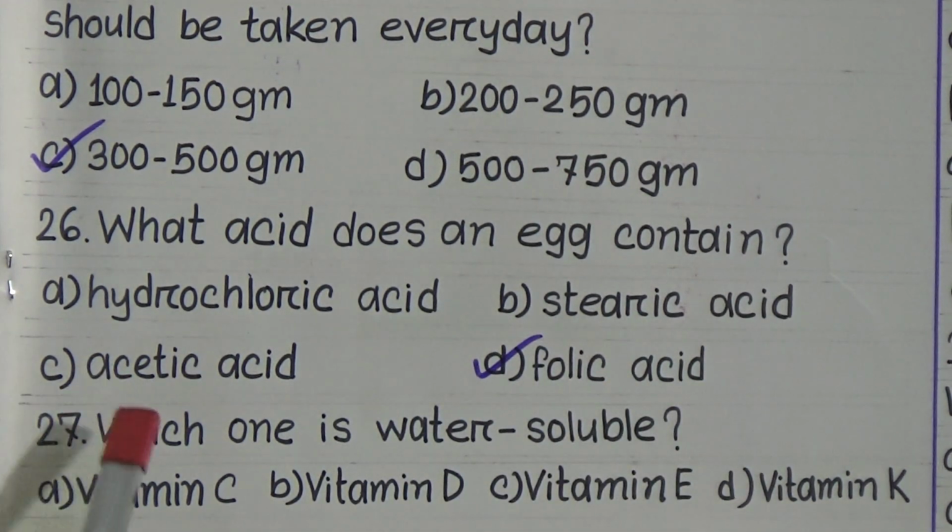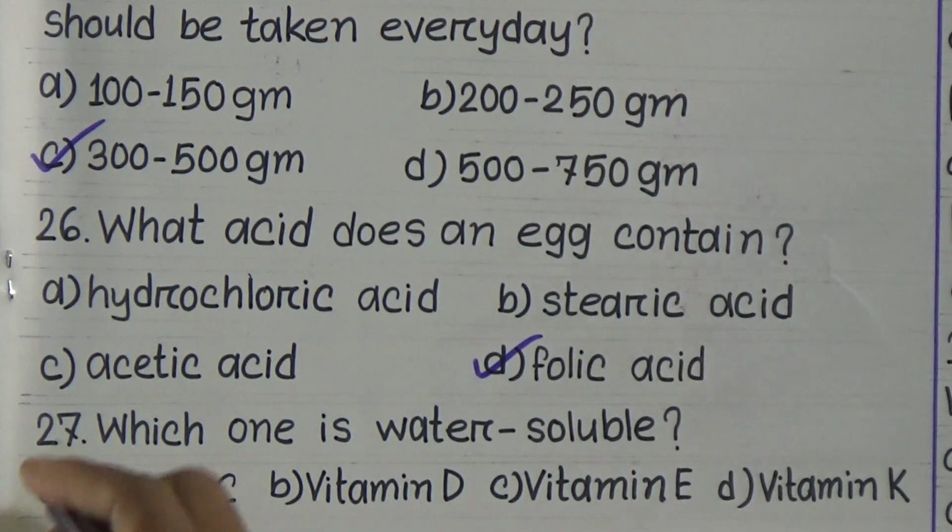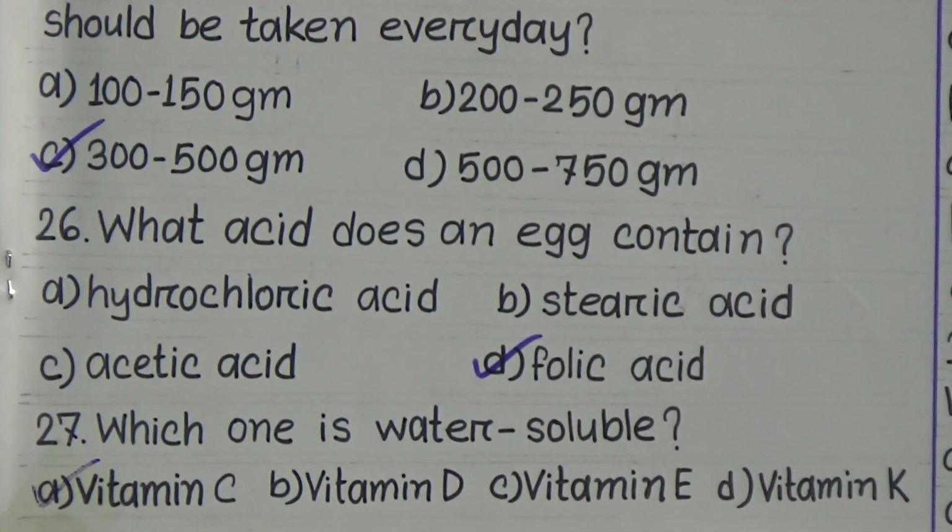Now question number 27. Which one is water soluble? Options are vitamin C, vitamin D, vitamin E, and vitamin K. So here the correct answer will be option A, vitamin C. Vitamin C is water soluble.